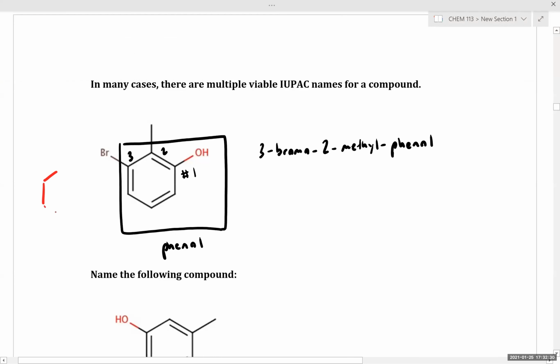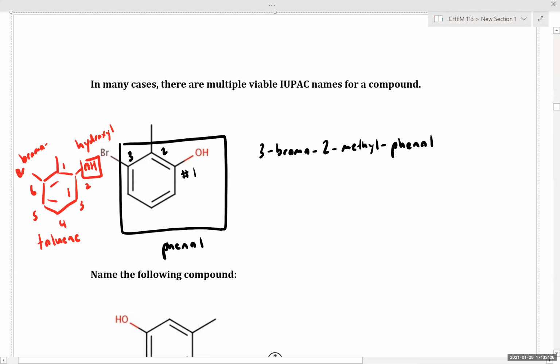If you choose to use toluene as your base, so if you use toluene as your stem aromatic ring, you have this OH group, which is known as a hydroxyl group. This is known as a bromo substituent. So in terms of alphabetical order, if we had to pick numbering either clockwise or counterclockwise, which method is preferred?